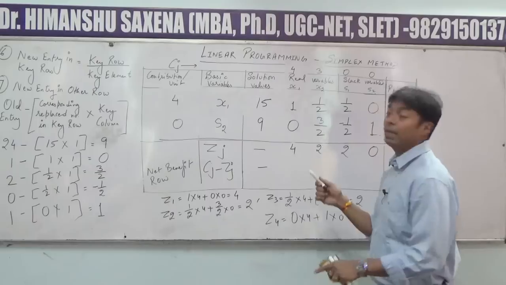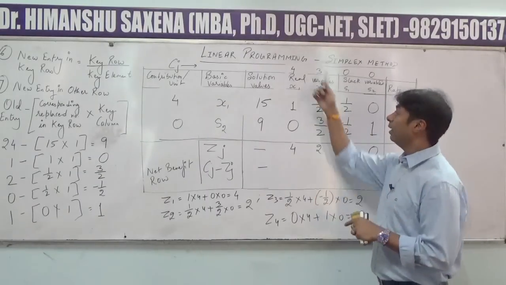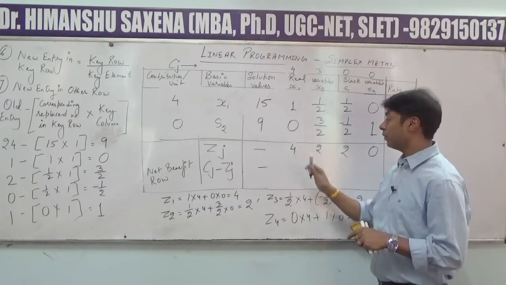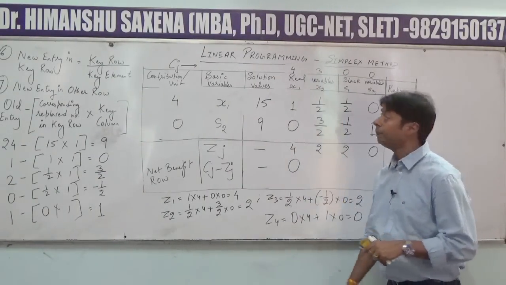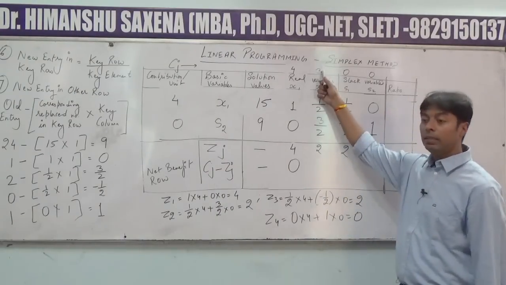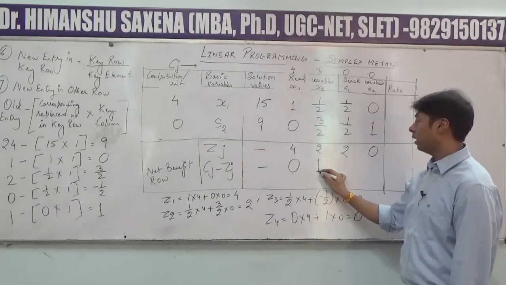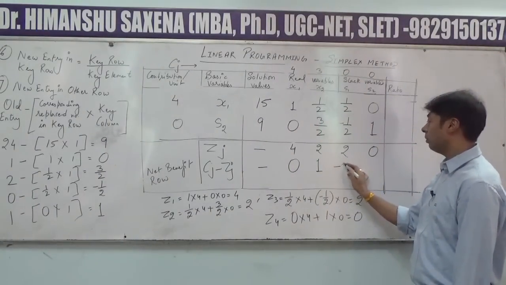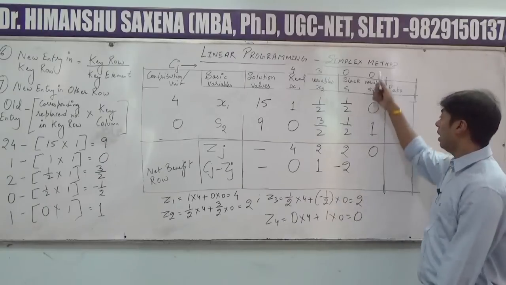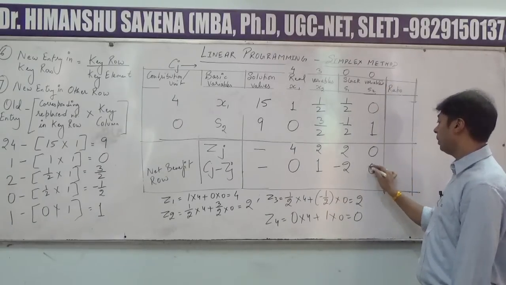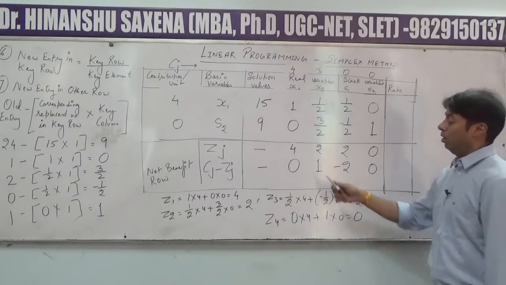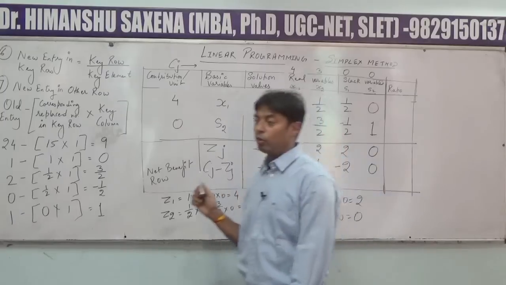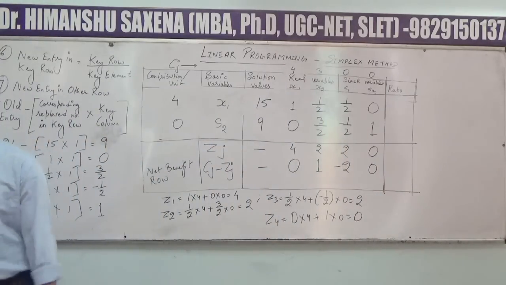Now please see, Cj minus Zj is 4 minus 4, that will be equal to 0. 3 minus 2, that will be equal to 1. 0 minus 2 will be equal to minus 2, and 0 minus 0 will be equal to 0. So we have calculated the values of Cj minus Zj.